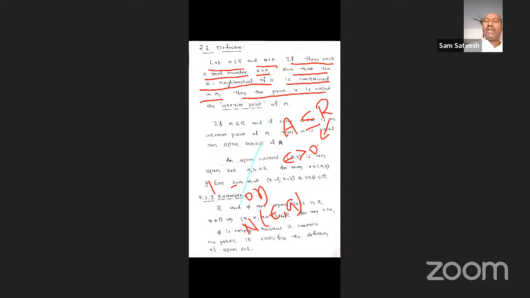I am again explaining the interior point. Suppose you take a set. Suppose this is the capital A, the set. Small a is an element. It is a number line. Here the left side numbers are a minus epsilon neighborhoods, and the right side are a plus epsilon neighborhoods. Here a is an interior point of capital A.